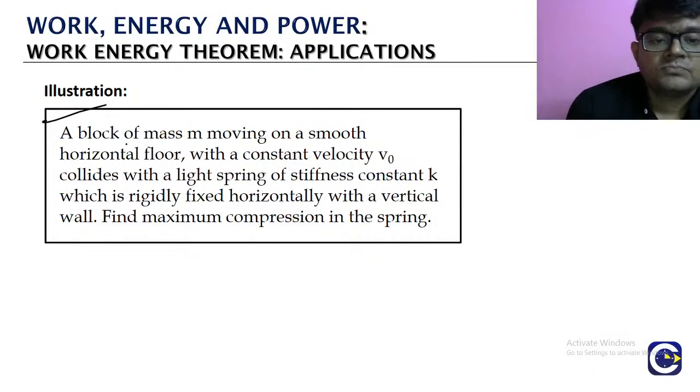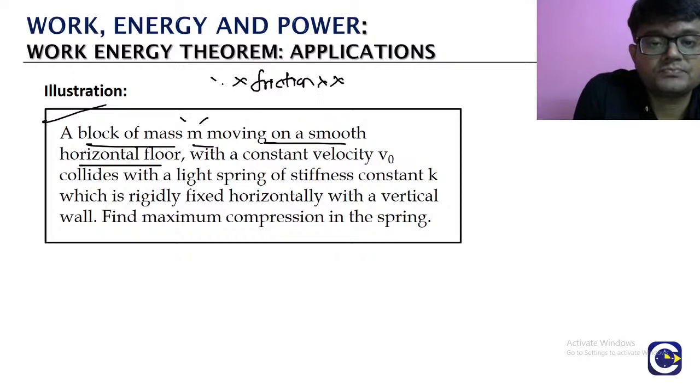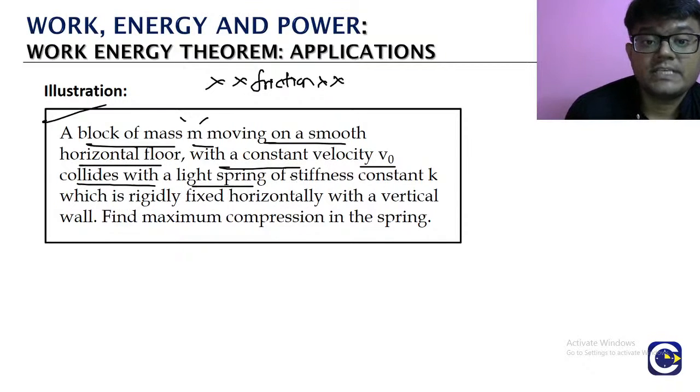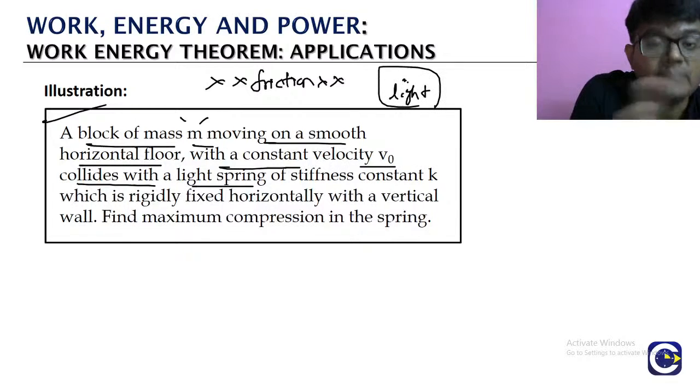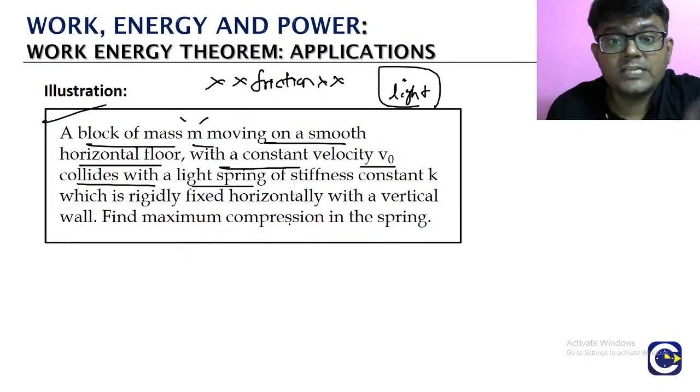Look at this one. A block of mass m is moving on a smooth horizontal floor. Means what? There is no friction. With a constant velocity v0, it collides with a light spring. So generally these words, light, means what? Even if they are not mentioning, we will generally assume the spring to be massless. Light spring means what?